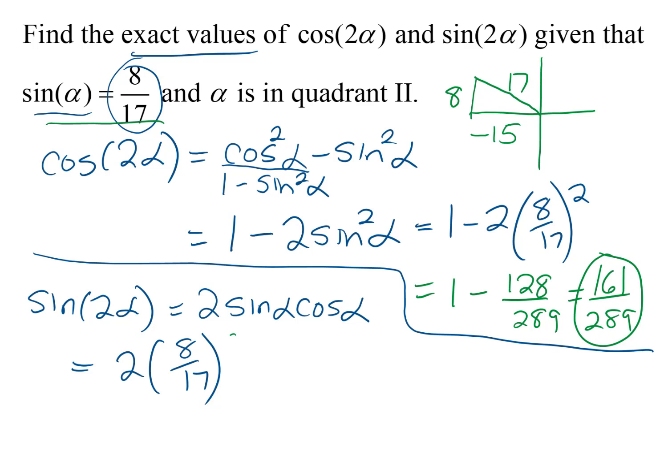Now I can go back down here, and cosine of alpha is going to be adjacent, which is negative 15, over hypotenuse, which is 17. And so now I have all of the pieces I need. I just need to multiply numerators and multiply denominators. So 2 times 8 times negative 15 is going to be negative 240. And we already found 17 times 17 was 289.